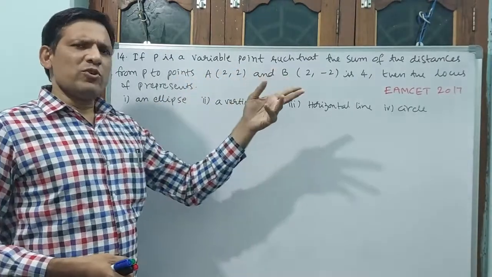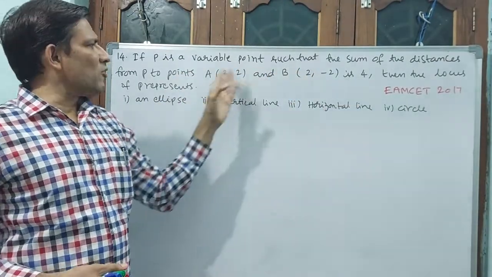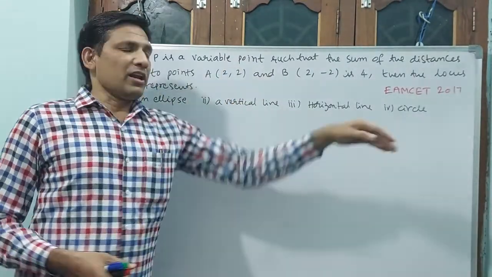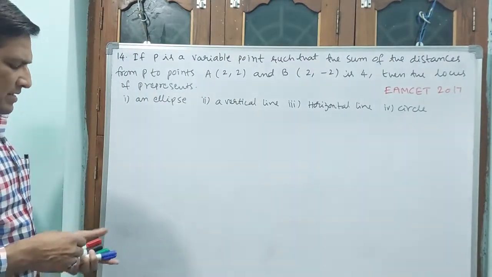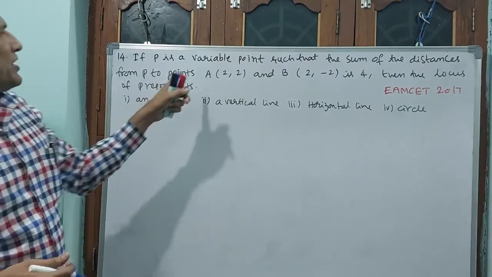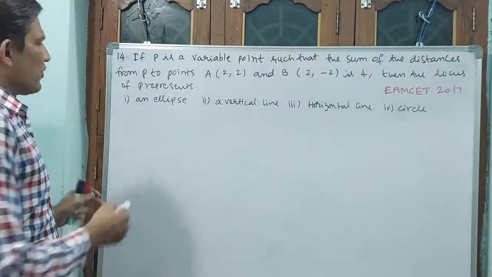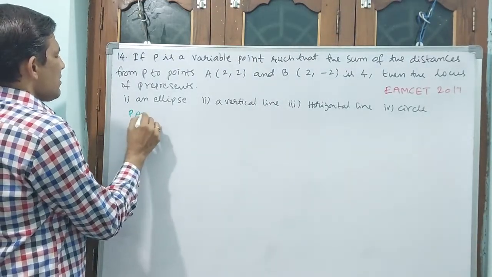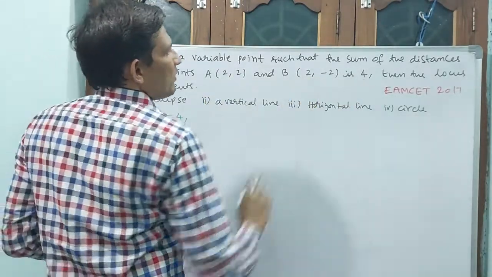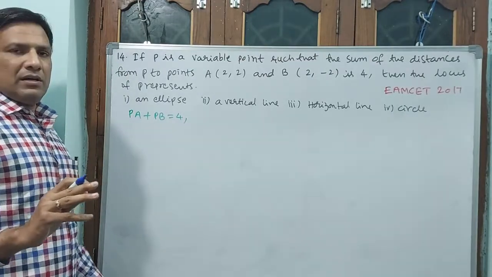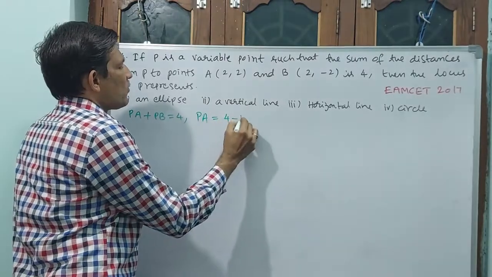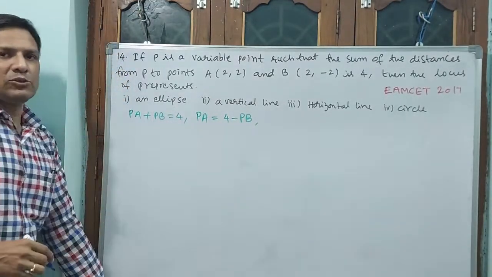P is a variable point that we know very well. PA, PB equal to 4, like that. They have given 2 points. This is like the earlier question only. But you see, rather than getting the equation, you have to see the representation. Okay, see, let me proceed further. See what I am writing. Sum of the distances equal to 4. See, like the earlier question only, you see PA plus PB is equal to 4. They have given the sum of the distances. Okay, see what I am converting, like the earlier question only. PA is equal to 4 minus PB. This also we know.